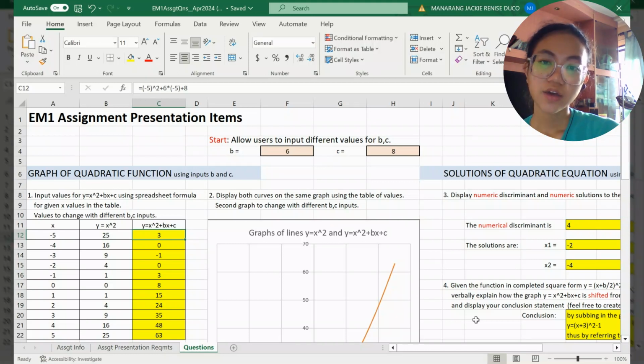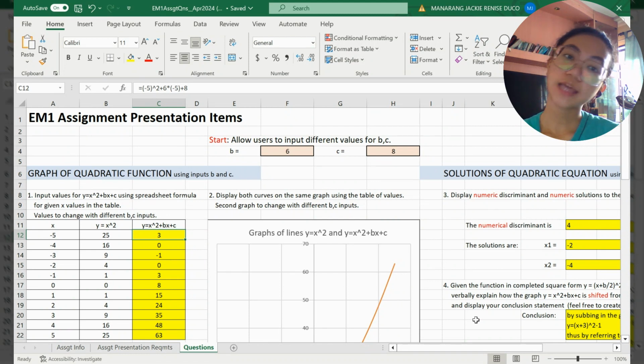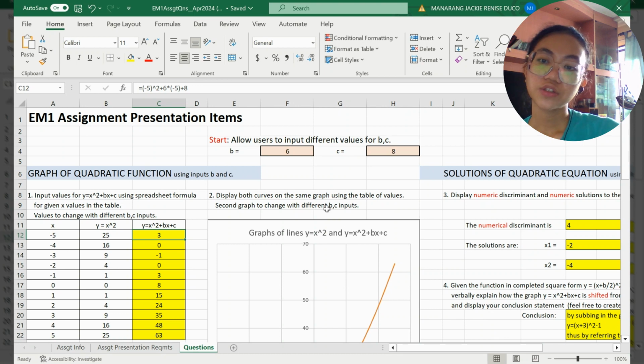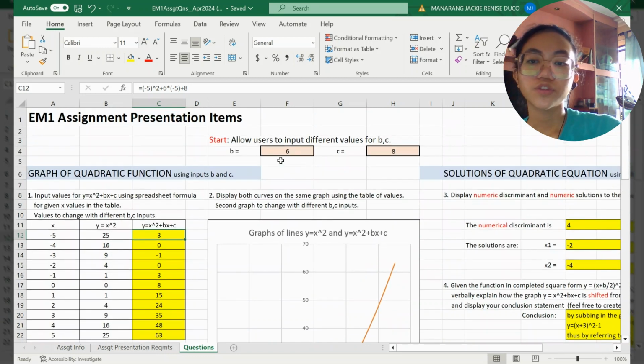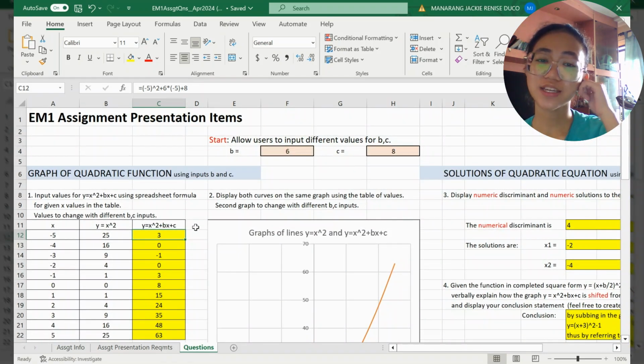So today I'll be presenting my questions for the em1 assignment and I'll be explaining how I got the answers. Starting off, for my B I chose 6 and for my C I chose 8. For question 1, they want me to find the answers to x squared plus bx plus c given their respective x values. I simply subbed in my b equals 6 and c equals 8 and used the x values given, and I'll get these answers over here.